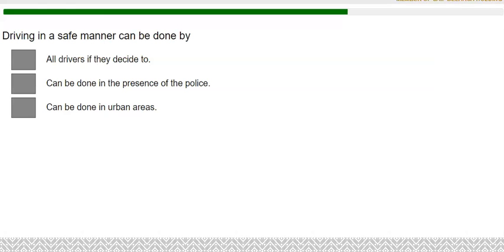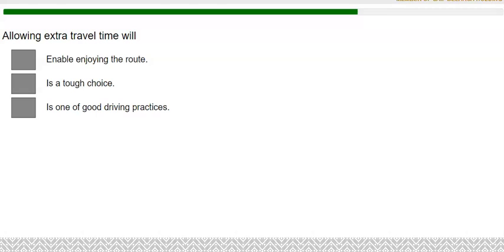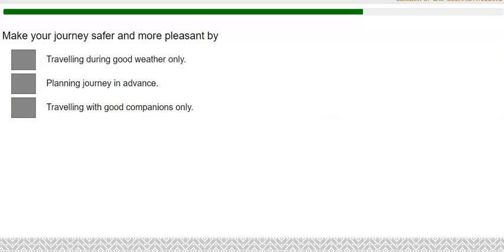So let's do a quick review of what we have learned so far. The first question is, driving in a safe manner can be done by all drivers if they decide to do so, it's an individual choice. Allowing extra travel time will enable enjoying the route is one of the good driving practices. Make your journey safe and more pleasant by planning the journey in advance. That's what we have learned.